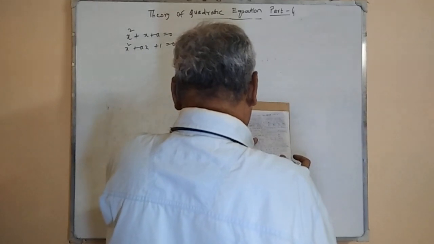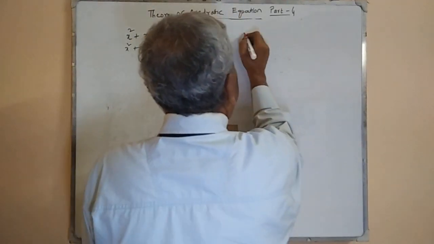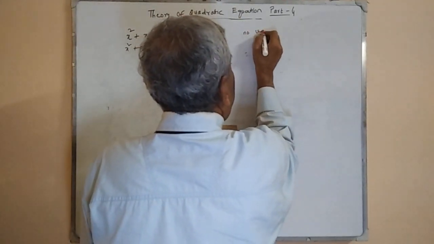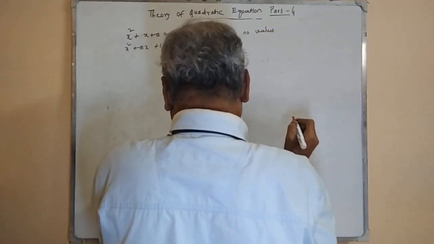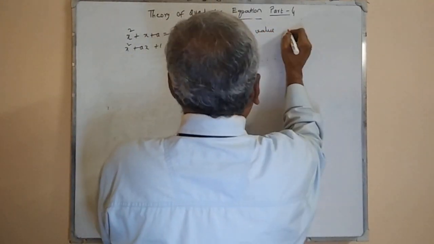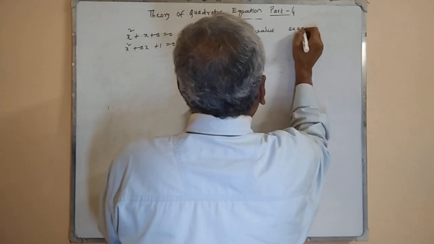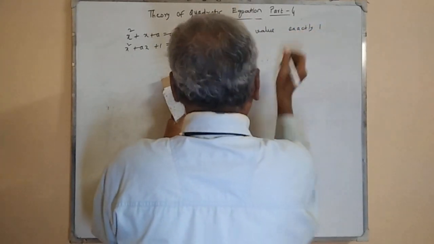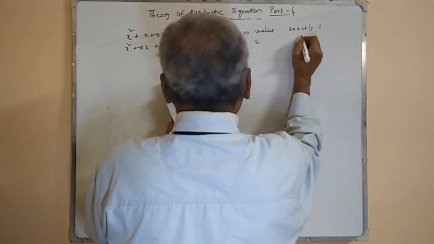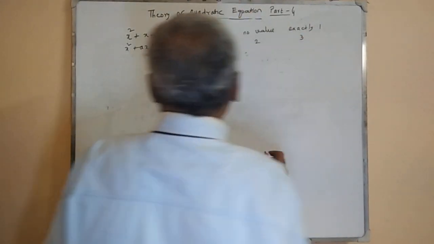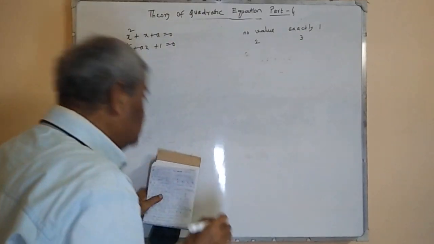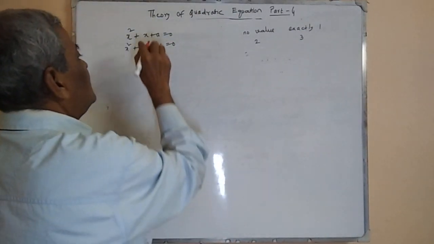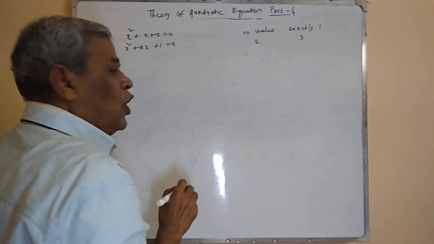So the options are: no value, exactly 1, exactly 2, exactly 3. So these two equations have a common root.